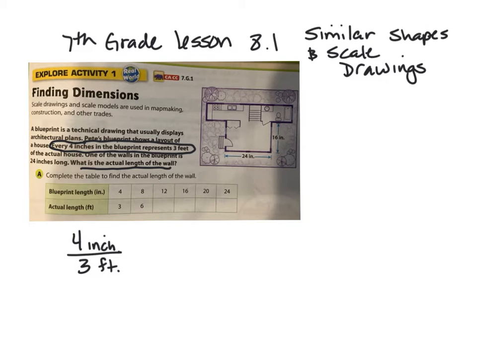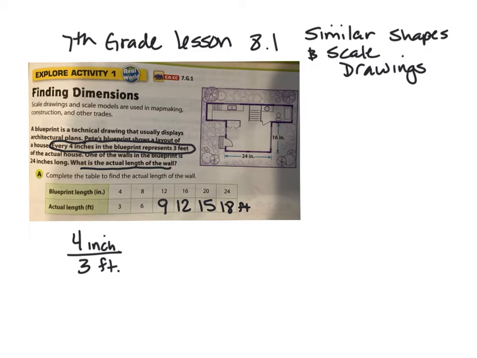So what they did here is they used a table to measure that. So for every 4 inches, that's 3 feet. If they did that times 2, then they get 8. Times 2, you get 6. 4 times 3, 12. 3 times 3, 9. 4 times 4, 4 times 5, 4 times 6, right? So we'll do 3 times 4, which is 12. 3 times 5, which is 15. And 3 times 6, which is 18 feet.